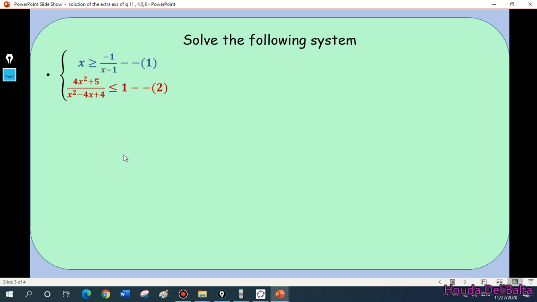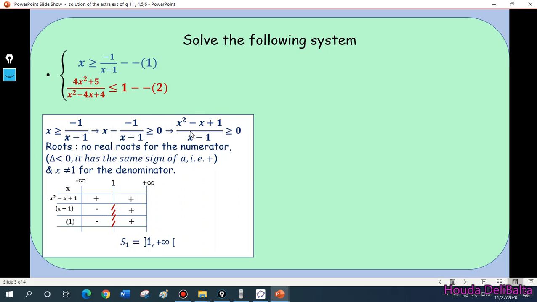We have x greater or equal to (x minus 1) over (x minus 1)... that is, x ≥ -1/(x-1), and (4x squared plus 5) over (x squared minus 4x plus 4) is less than or equal to 1. As you notice, every time I'm coloring the first inequality with blue and the second with red, so we can differentiate between them.